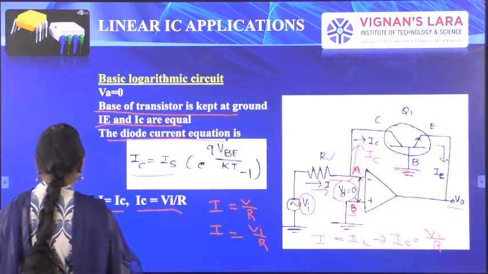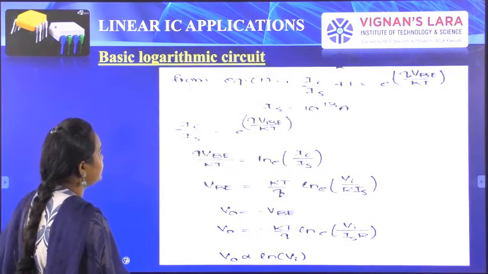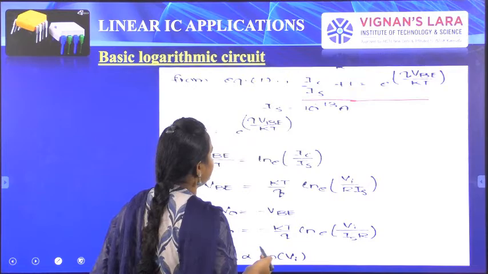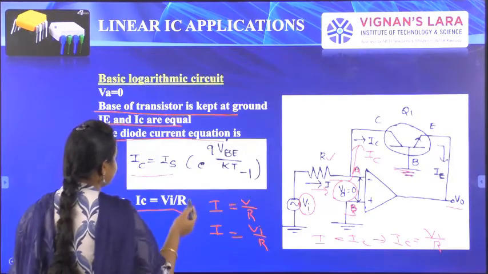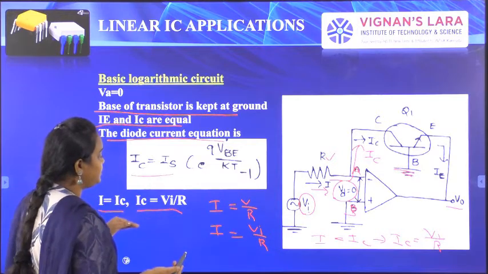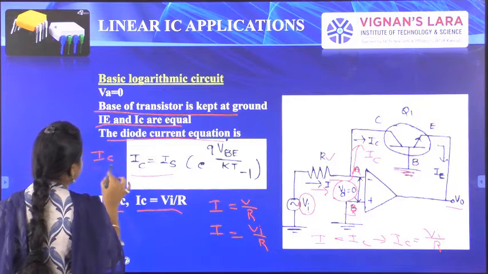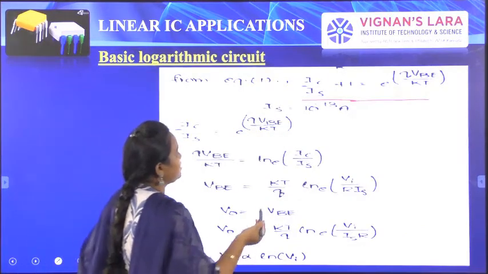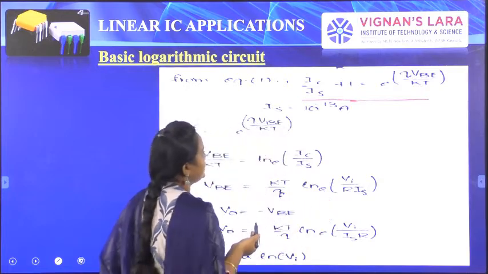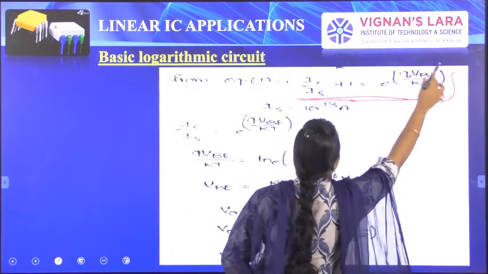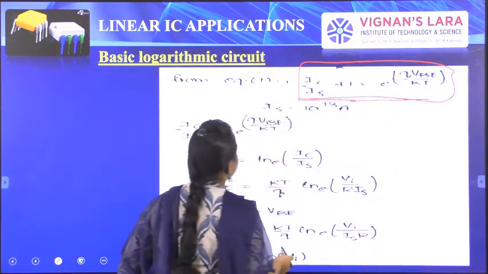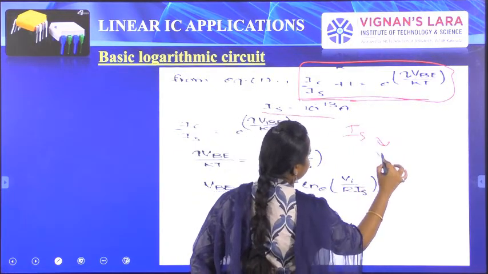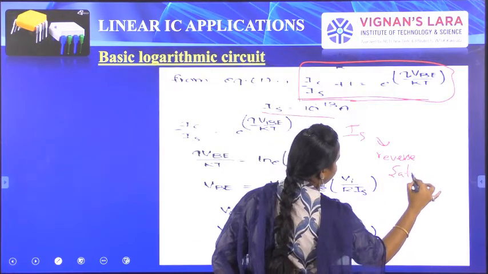So in the basic logarithmic circuit, we have the equation IC by IS plus 1 equals e power q VBE by KT. From the first equation, IC equals IS of e power q VBE by KT minus 1. So IC by IS equals e power q VBE by KT minus 1, and IC by IS plus 1 equals e power q VBE by KT. Here IS is the reverse saturation current.